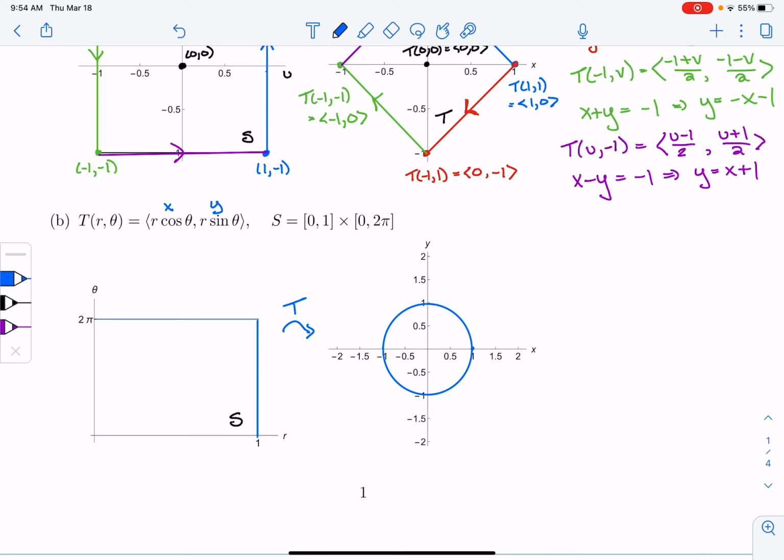And so our image of this rectangle, from 0 to 1 in r and 0 to 2 pi in theta, is, in fact, the unit circle and then the interior of the unit circle. And so this is just the polar coordinate change that we have been familiar with from previous videos.